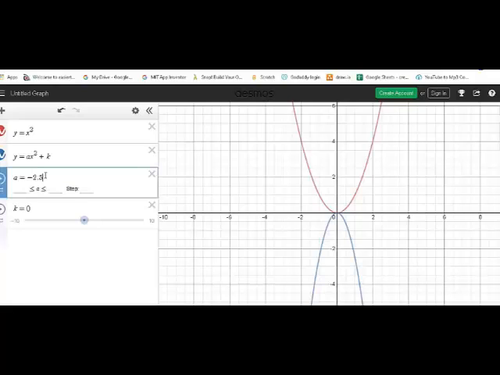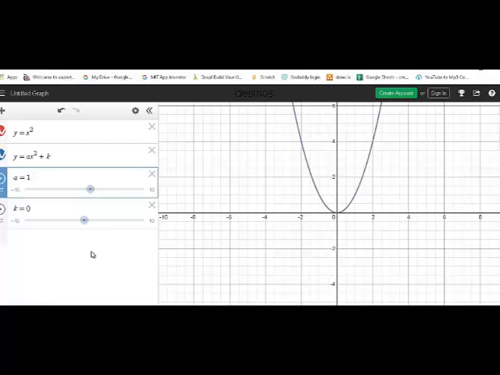What about if a becomes a number between 1 and negative 1? Let's say 0.5. You can see now that the graph of the transform function is going to be a compression of the graph of the base function y equals x squared vertically. Or in the same way you can say that it has been stretched horizontally.